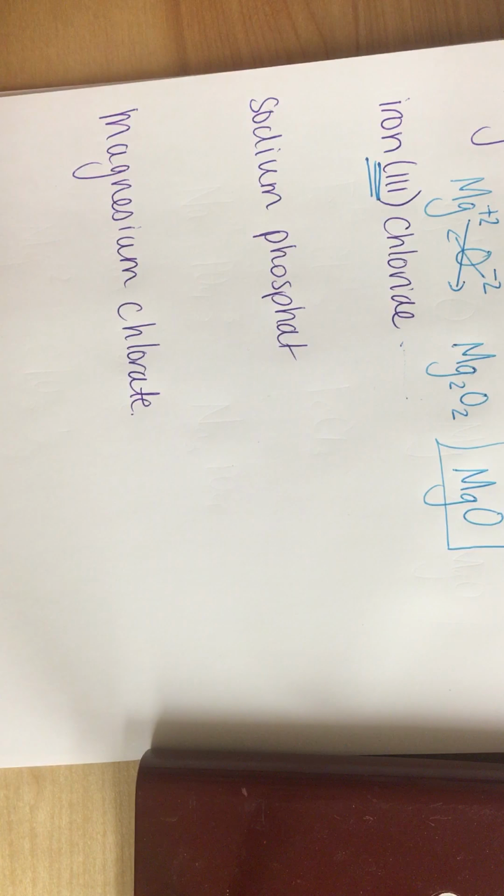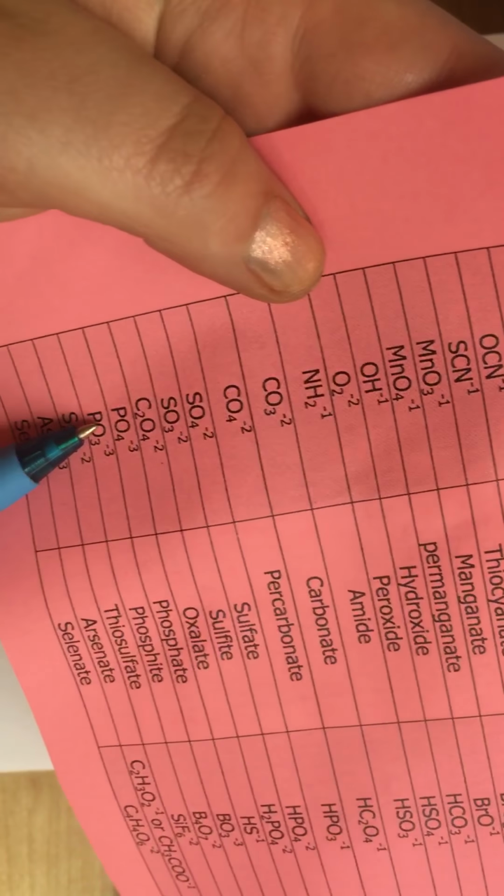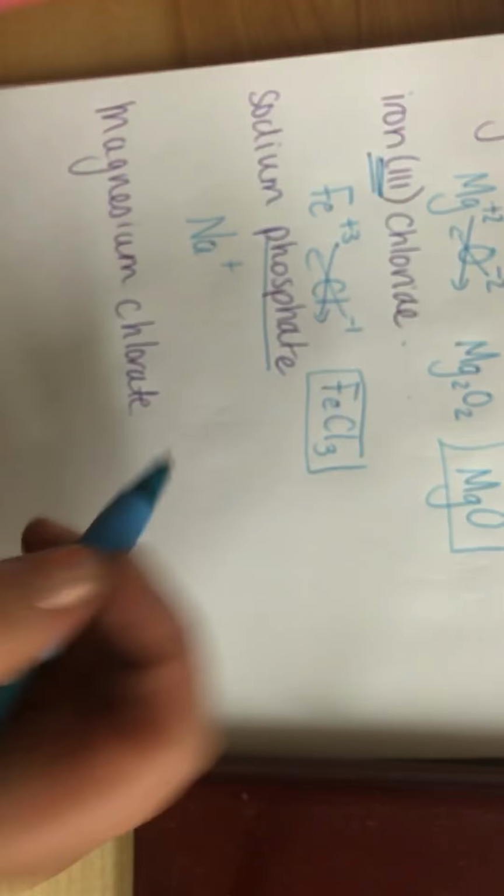Sodium phosphate. Sodium has a charge of +1, and phosphate is a polyatomic ion. So when I look up phosphate, it's PO4 with a -3 charge. So I still crisscross them as I would anything else, and what I end up with is Na3PO4.